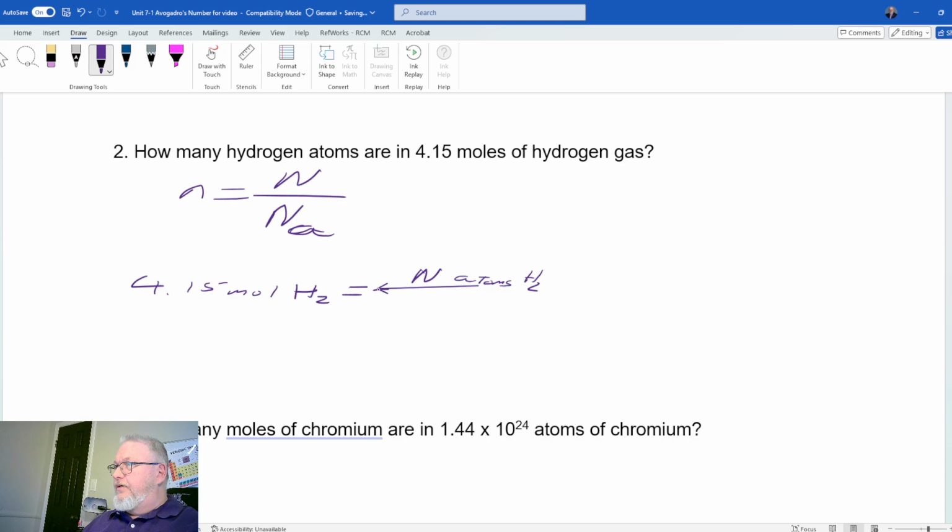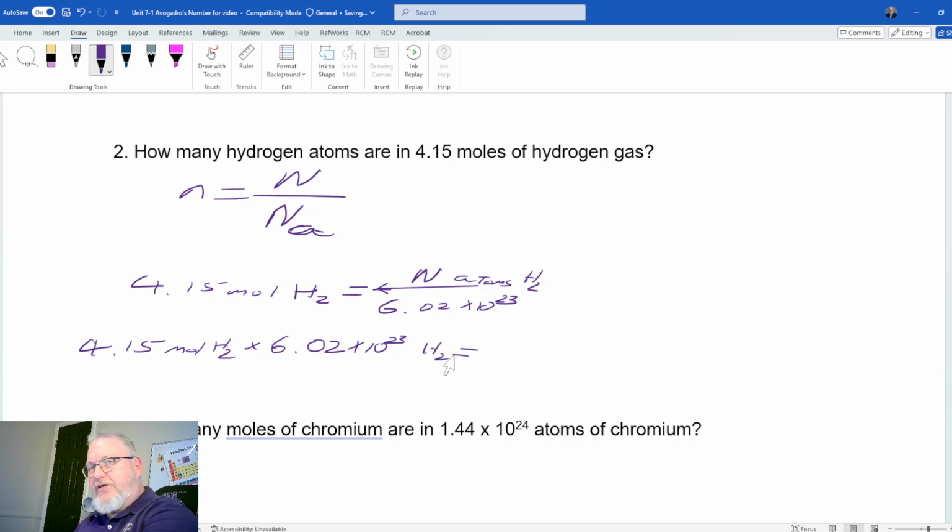That's not an arrow, by the way. Okay, so I'm going to divide by 6.02 times 10 to the 23rd. All right, so do my math. And of course, it's going to be 4.15 moles H2 times, because I'm going to multiply that to get it out of the denominator, 6.02 times 10 to the 23rd particles of H2.